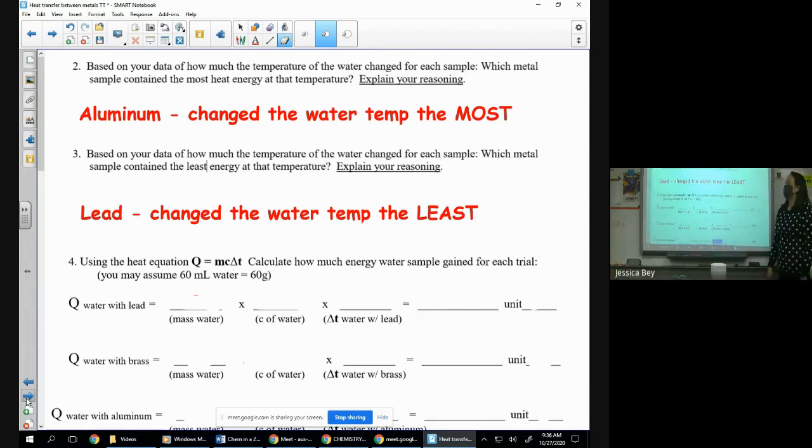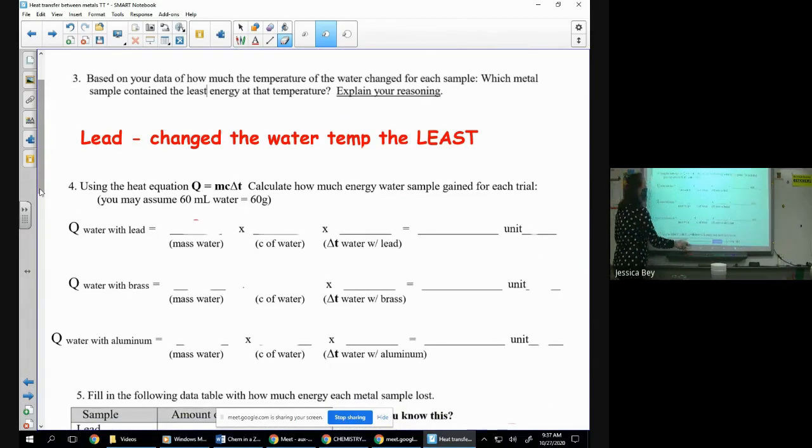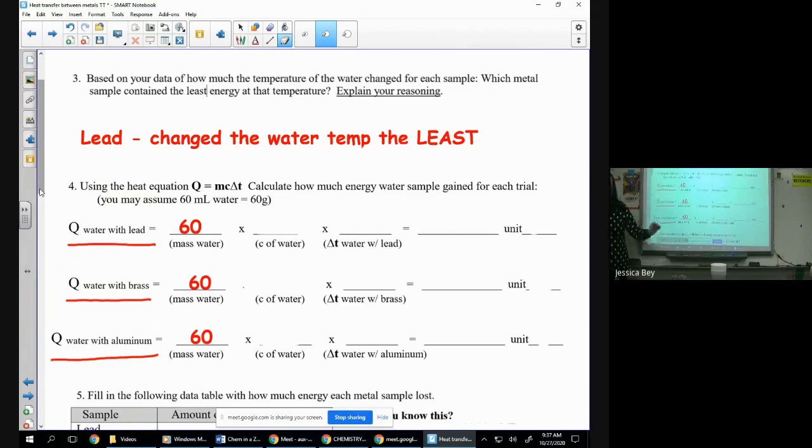So it said, using the heat equation, Q is equal to MC delta T, please calculate how much energy the water sample gained for each trial. We're going to assume that 60 milliliters is 60 grams because the density of water is 1. Okay, it's really good to start to label our thing. We have Q of the water with the lead, Q of the water with the brass, Q of the water with the aluminum. But we got 60 grams of water every single time.